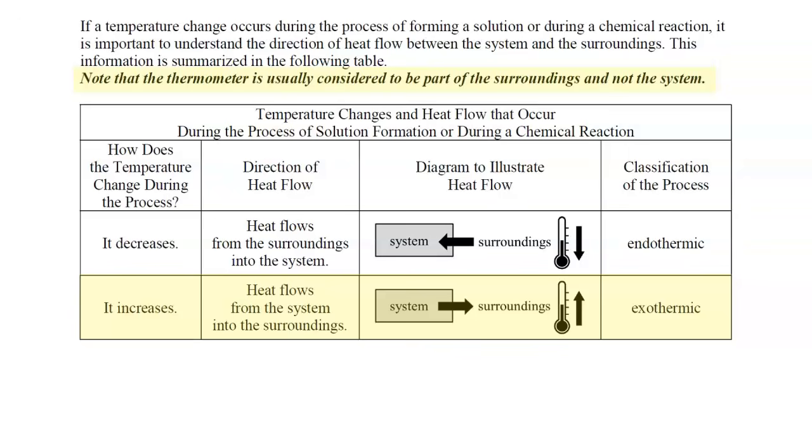As we can see in the graph and the diagram for this question, the temperature increases during this chemical reaction. So when that happens, we say that heat flows from the system, the reacting species, into the surroundings, which could be the water molecules in the aqueous solution. Again, the thermometer is considered part of the surroundings, so we have an exothermic process in which heat is flowing from the system into the surroundings.